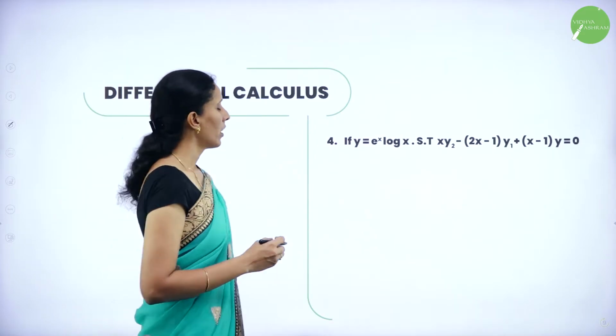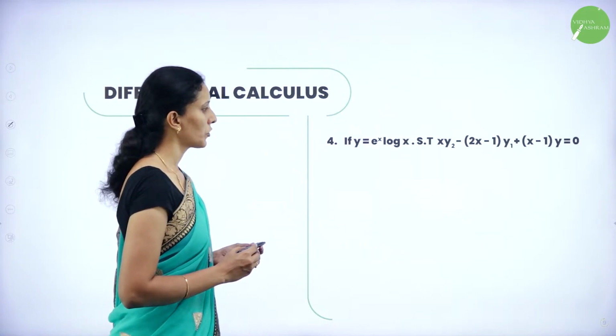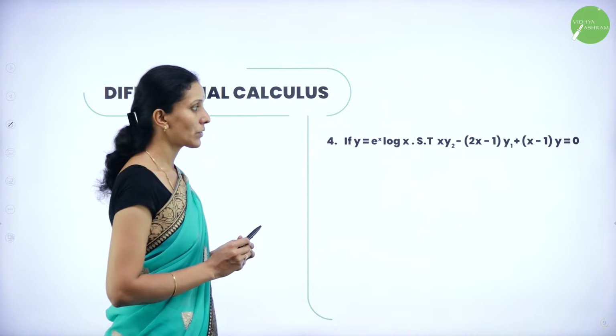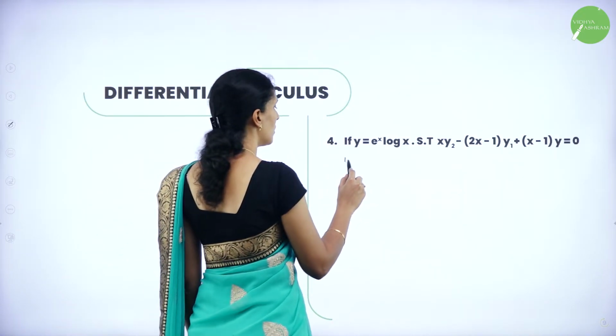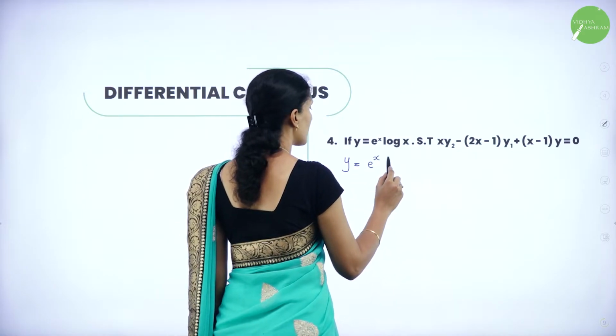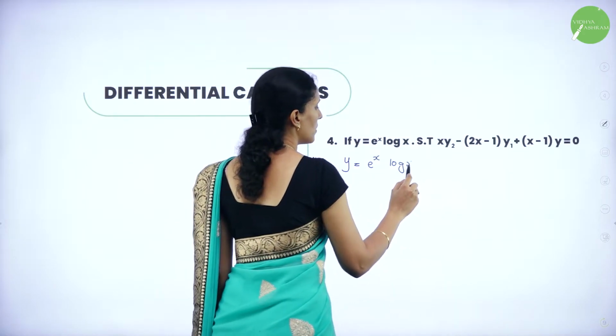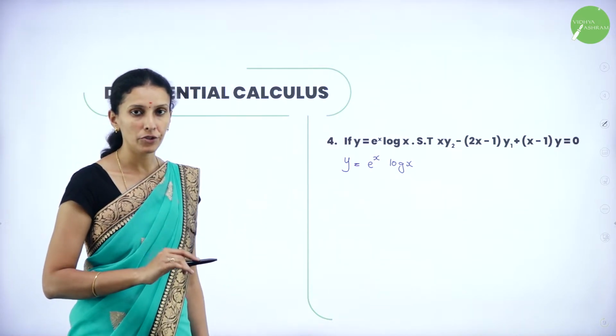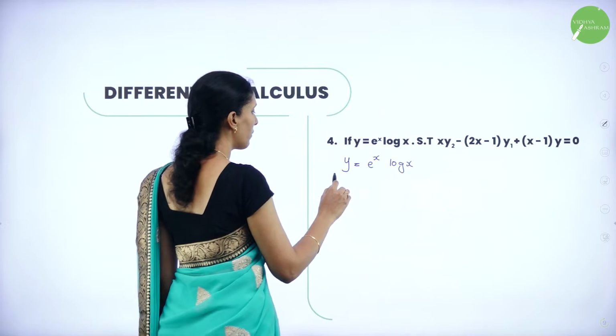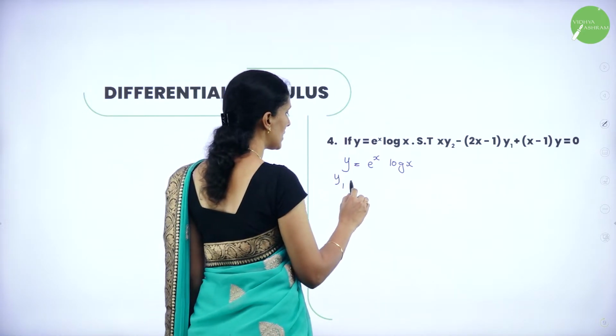Next we have, if y is equal to e power x log x, show that xy2 minus (2x minus 1) y1 plus (x minus 1) y is equal to 0. So we have y is equal to e power x log x. So let us differentiate the function. We have the function in the form of y1, y2. So y1 means differentiating with respect to x the first time.